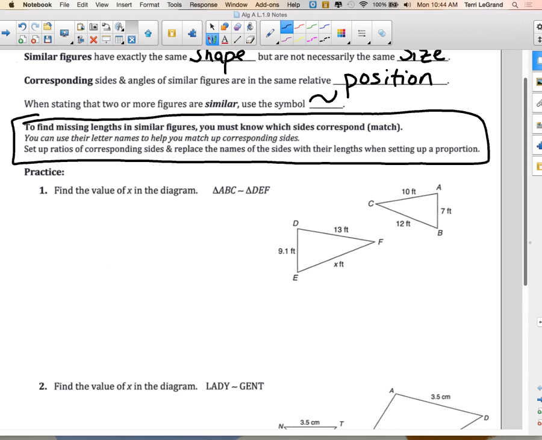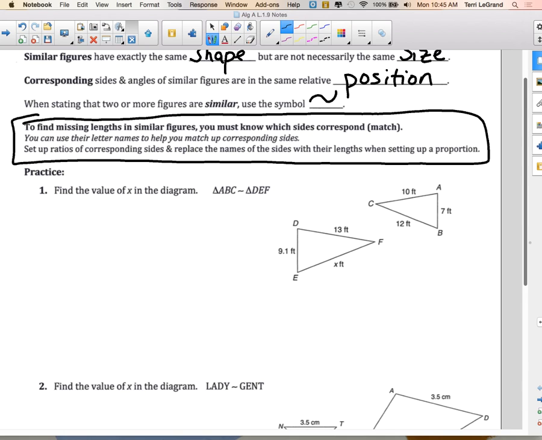To find the missing lengths in similar figures, you must know which sides correspond, which sides match up, which ones are in the same relative position. You can use their letter names to help you match up corresponding sides. The reason I say use their letter names is because when they give them names, that's how they name them. Their corresponding parts are in the same location in the name.